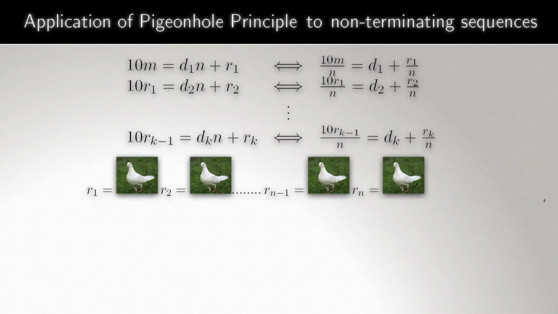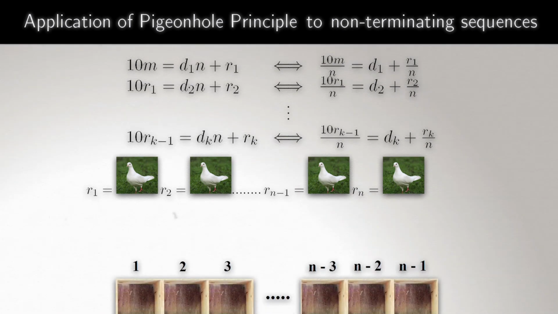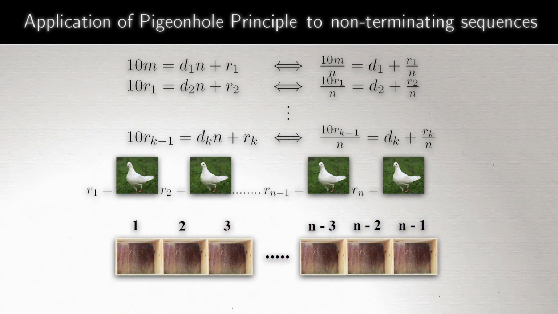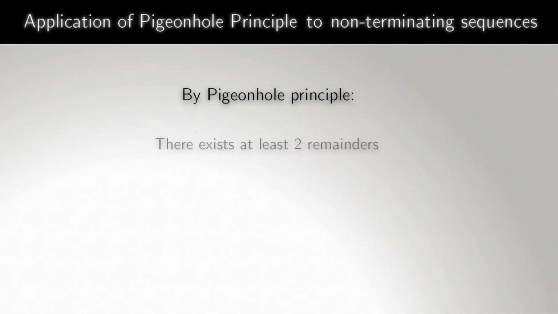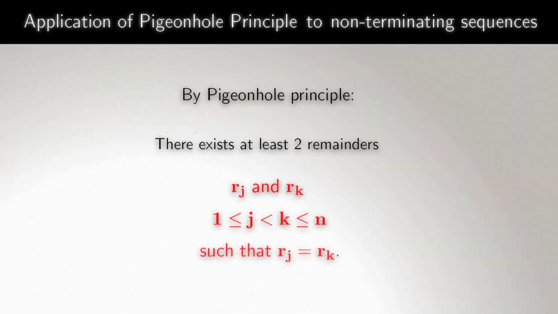Now, we know that the remainders' values are from 1 up to n minus 1. So each of these values is going to be a hole. So here you are with n remainders, n pigeons, that are supposed to be taking n minus 1 distinct values, n minus 1 distinct holes. And therefore, by the pigeonhole principle, I can say that there exist at least 2 remainders, rj and rk, out of these n remainders, such that rj is equal to rk.